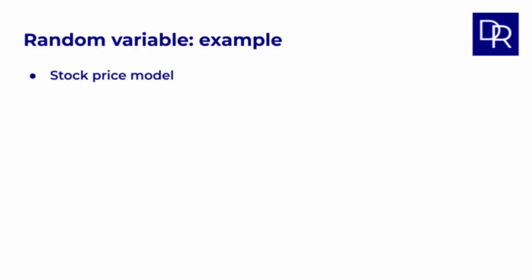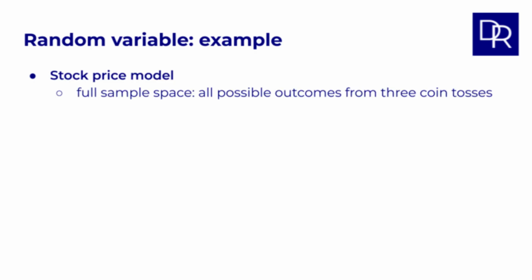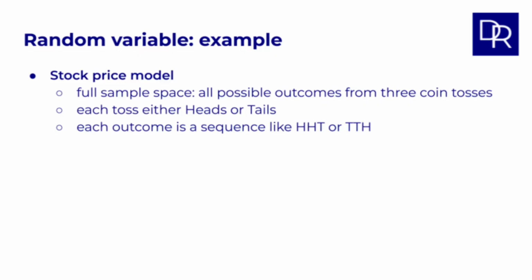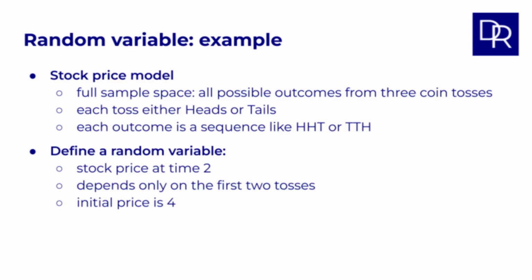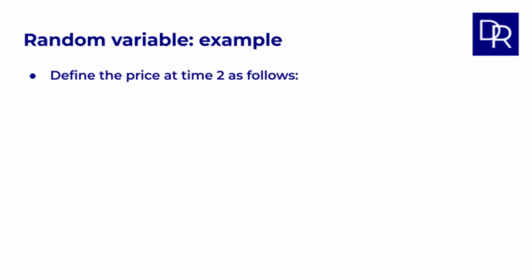Suppose we define a stock price model, where the full sample space consists of all the possible outcomes from 3 coin tosses, with each toss either heads or tails. So each outcome is a sequence like heads, heads, tails or tails, tails, heads. Now let's define a random variable, say the stock price at time 2. That depends only on the first 2 tosses. And let's say the initial price is 4.